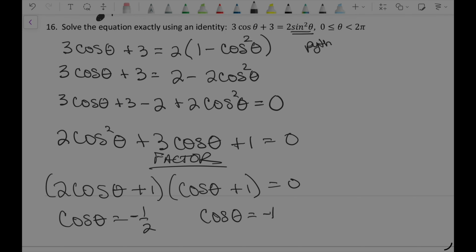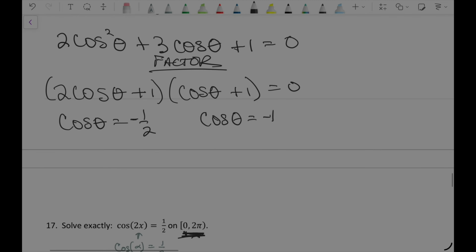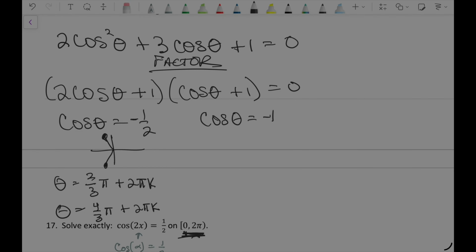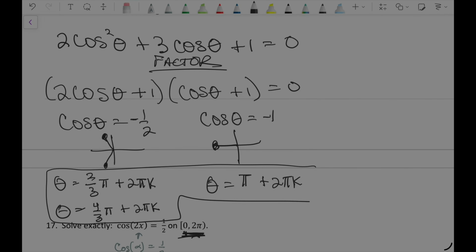Now that I have it factored and solved, when do I get a cosine value of negative 1/2? Here and here. When theta is 2/3 pi plus 2 pi k, and when theta is 4/3 pi plus any full cycle after that. When does cosine equal -1? When theta is pi plus any full cycle after that. There's my general, or in other words, all of the solutions.